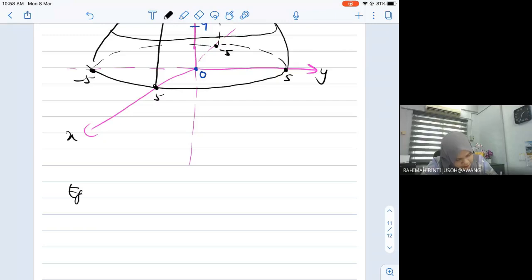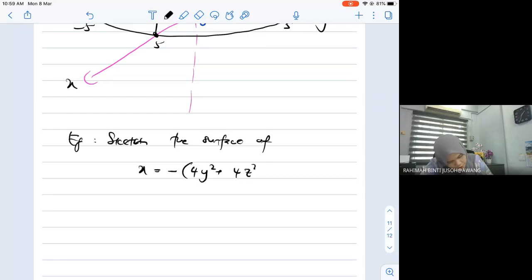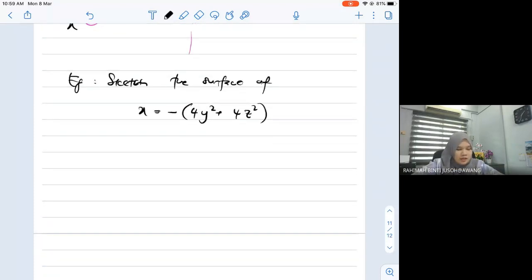Another example, guys. Let's say we have, sketch the surface of x equals to negative 4y squared plus 4z squared. Okay, look at the equation carefully. It has all three variables, so it is not a parabolic cylinder and it is not a cylinder. Okay, so now x is the subject. So logically, when x is the subject, it either faces forward or backward, isn't it? Okay, forward or backward.